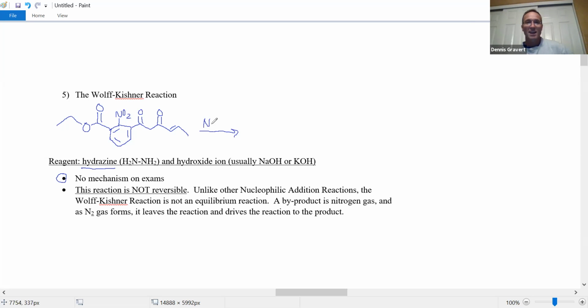So, hydrazine, which could be written this way, H2NNH2, but there's 2 N's and 4 H's. You write OH minus, or commonly what you see is KOH with hydrazine, sometimes written that way. It's all the same. Sodium hydroxide works too. I think potassium hydroxide is more soluble in hydrazine in whatever solvent they use. Ethylene glycol, maybe?